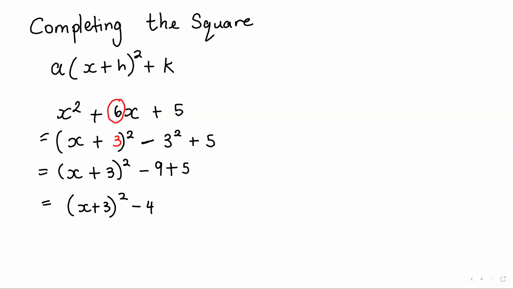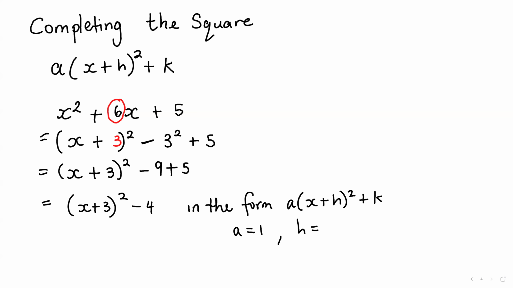So this is in the form a(x + h)² + k, where a is 1, right? a is always the coefficient of x², right? So a is 1. h is, in this case, 3. And k is negative 4.